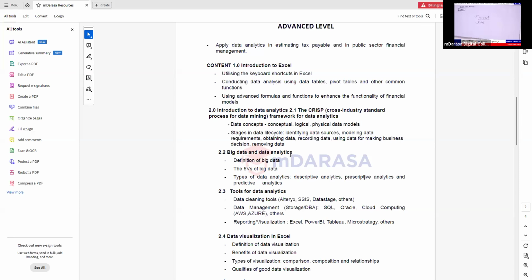So it will always be very important for us to consider big data and data analytics. That will be very, very important. For the theory component, you will never miss this.